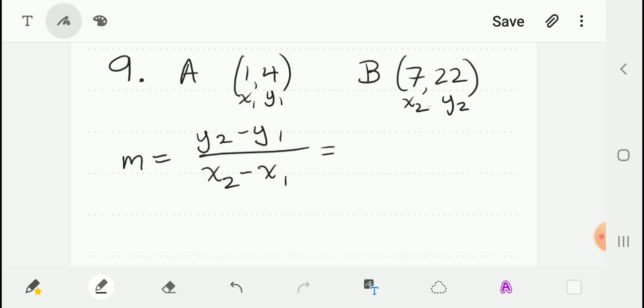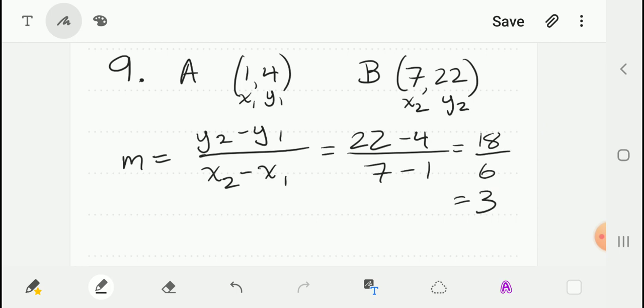Okay, so if we do that, we've got 22, right? Y2 is 22, y1 is 4. 22 subtract 4, and then x2, 7 subtract 1. So we've got 22 subtract 4, well that's 18. 7 subtract 1 is 6. 18 over 6, well, oops, I ran out of room. 18 over 6, well that's just 3. Okay, so in this one, m is equal to 3. You could say 3 over 1, but that's the same thing as saying 3.